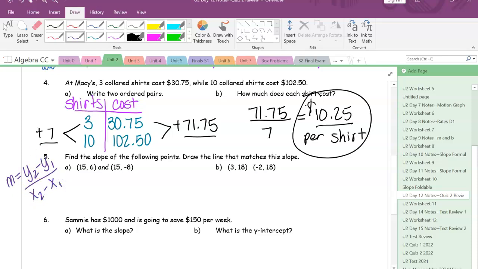All right, so this formula should be written on your foldable. And x1, y1, x2, y2. So all we're going to do, everybody, is we're going to subtract our y's, -8 minus 6, over subtract your x's, 15 minus 15. -8 minus 6 is -14. 15 minus 15 is 0.